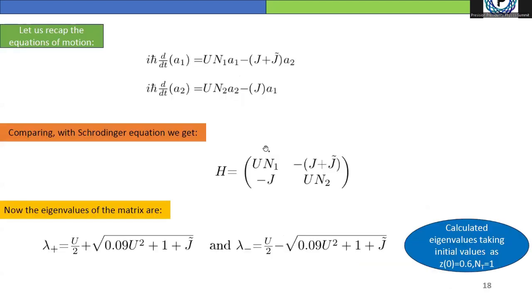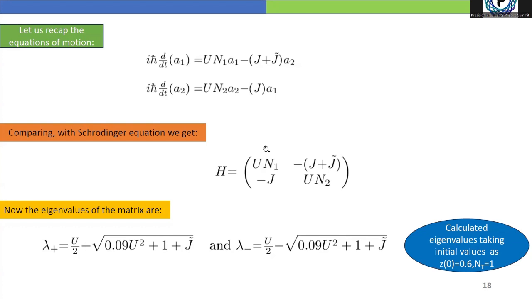For that, we have to go back to our equation of motion for the new system. These are the equations of motion. If we compare these equations of motion with i h-cut d psi/dt equal to H psi, we can get, by comparing, the Hamiltonian matrix, which will be a 2 cross 2 matrix. Now we all know how to find the eigenvalues of this matrix and get eigenvalues like this. These are the energy eigenvalues for this Hamiltonian.